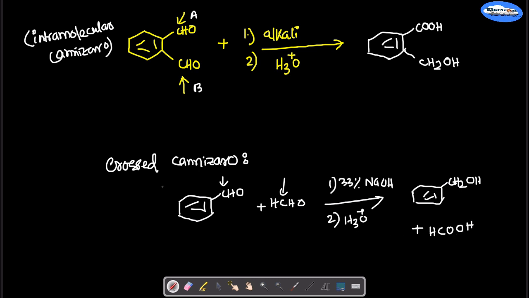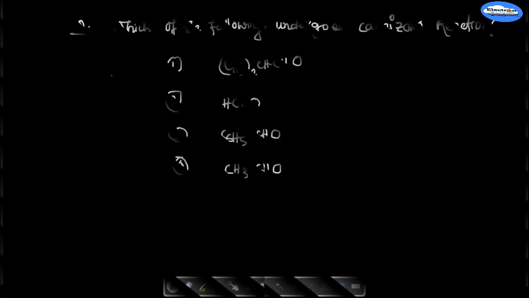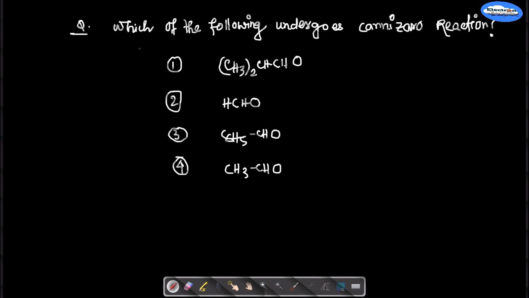So in this reaction, because of the different type of aldehyde present, the reaction is happening. Here is a question of Cannizzaro reaction. It is said in the question: which of the following undergoes Cannizzaro reaction? The basic criterion of Cannizzaro reaction is having no alpha hydrogen atom. So if in a compound there is no alpha hydrogen atom, then it obviously undergoes Cannizzaro reaction.